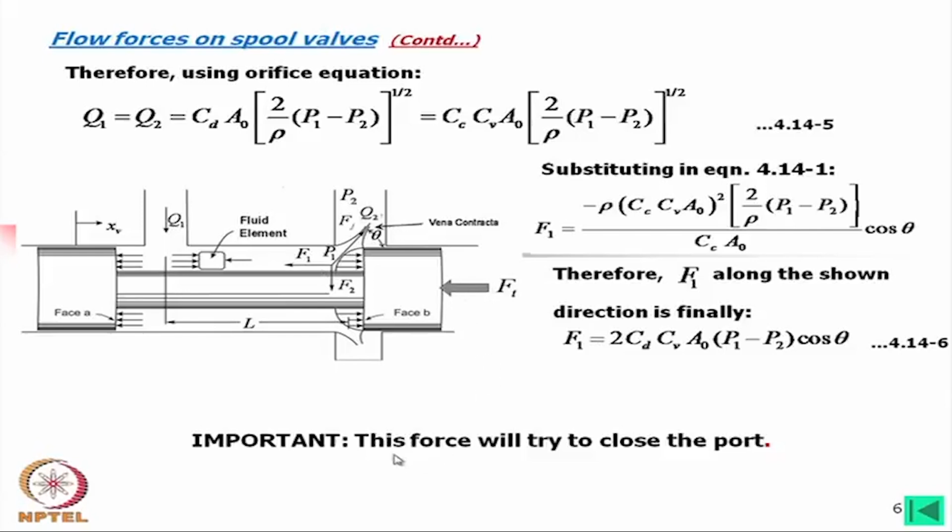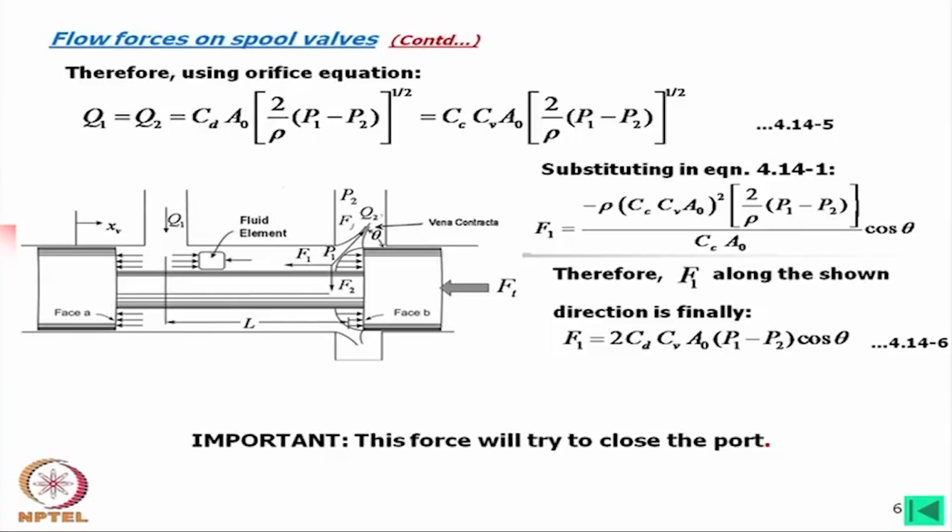Now, one important observation: the force F1, we are interested in force F1 because F2 is being cancelled. So, this force will try to close the port. Why is it like that? If you look into this, if a force is acting inside like this, then while this oil is going out, in general we may be under the impression that as the oil is going out, probably it will try to open the port further. Okay. But it is really not like that. The force component, from what we have analyzed mathematically, will in fact try to close the port. This force will act in this direction and it will try to close the port.